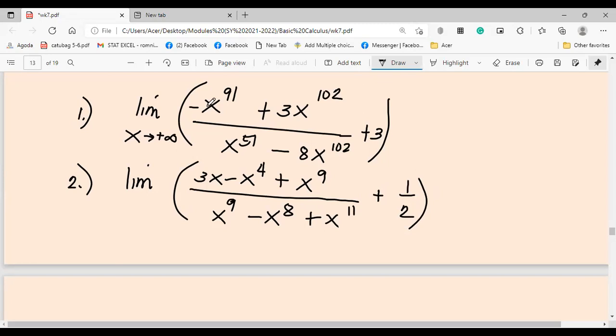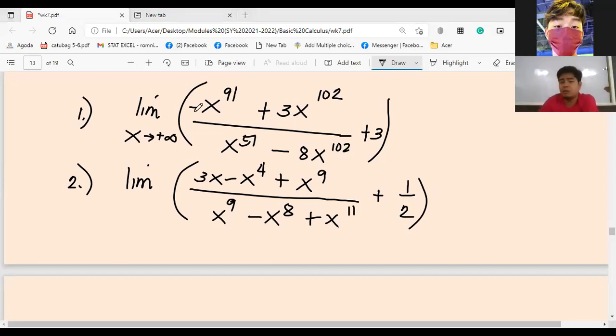Okay, so these two items, let's have a quick try. What do you think is the answer for number 1 and the answer for number 2? Naglagay lang ako ng constant diyan, konting pampagulo, and I'm giving you 20 seconds to provide your answers. Let me know your answers.